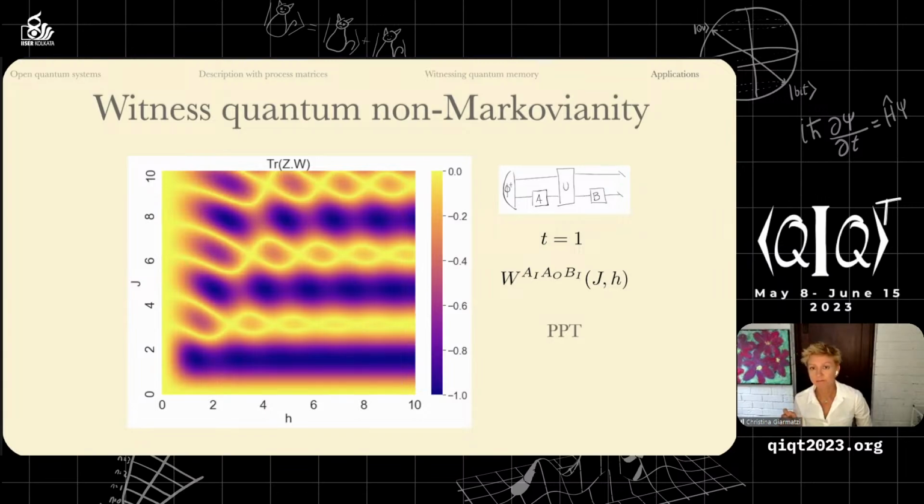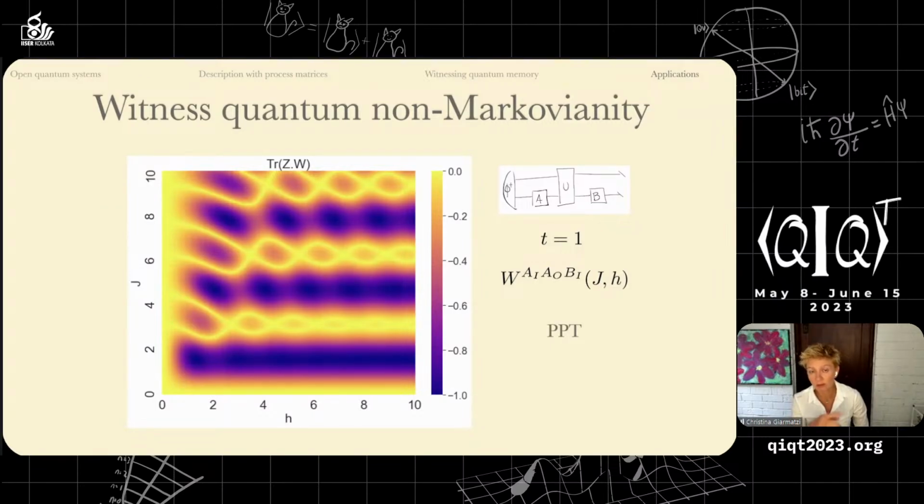I won't explain it, maybe if there's a question. So it's a way to detect entanglement. And the color of each pixel, so it's a process matrix, is this trace that I showed you earlier, trace of the witness W with the process matrix. So if it's negative, so anything that is not yellow, it means that we detected quantum non-Markovian noise on this process matrix. So again, every pixel is a process matrix for a particular J and H, and if the color is not yellow, we have detected quantum memory.